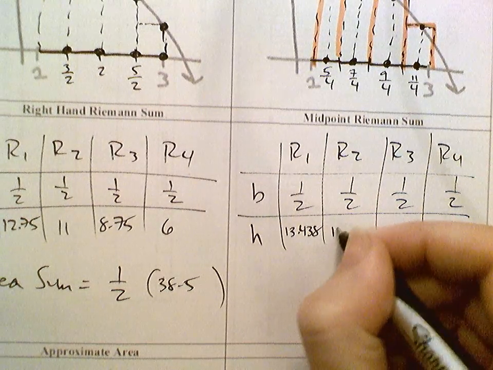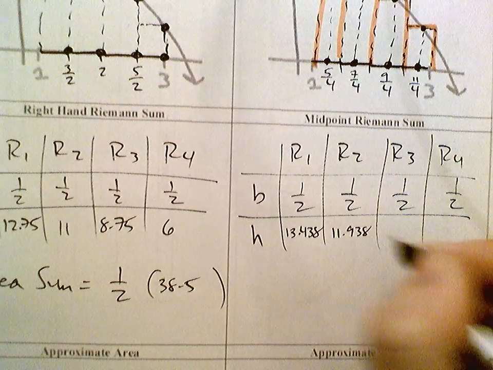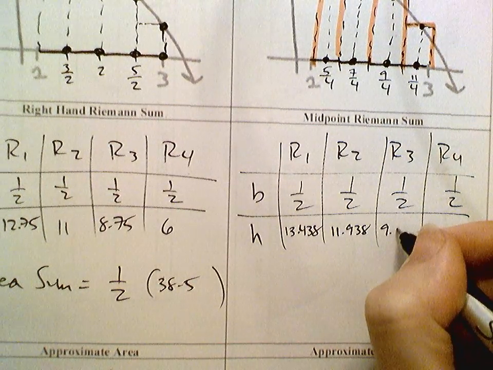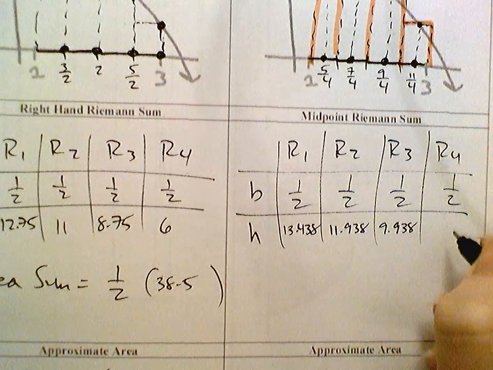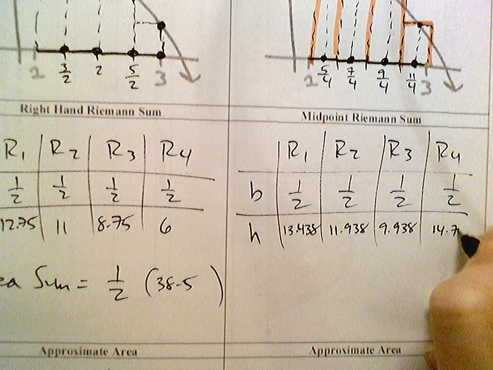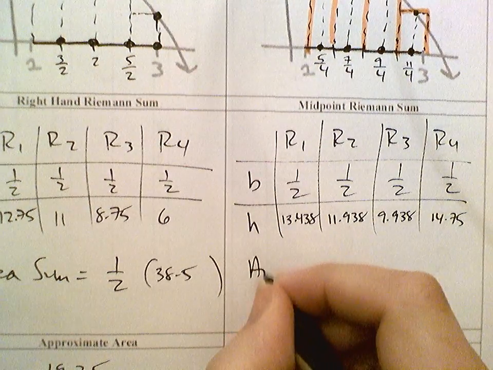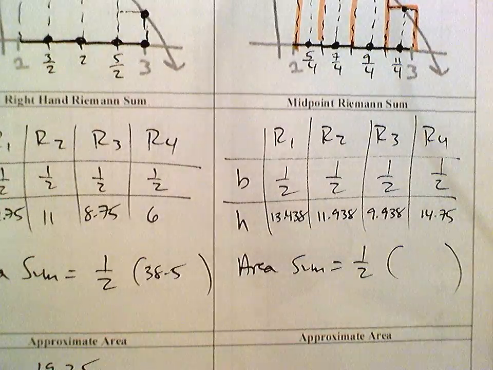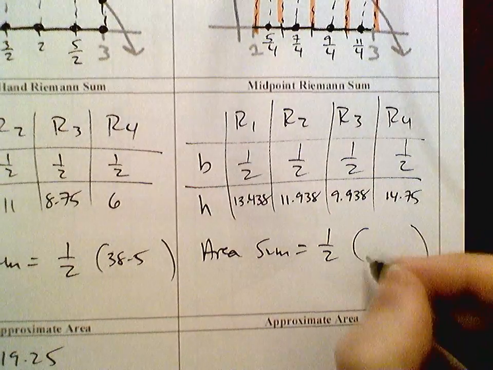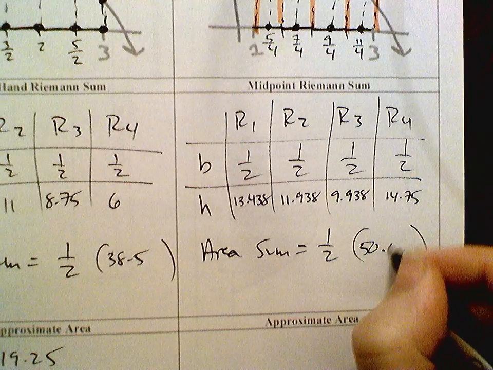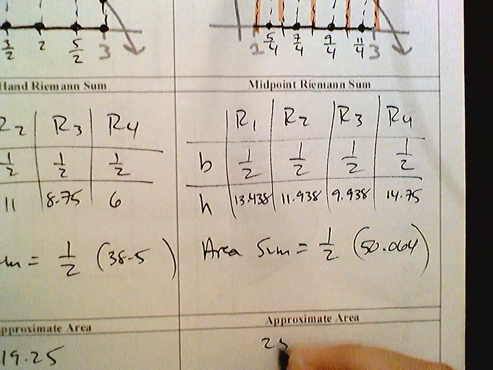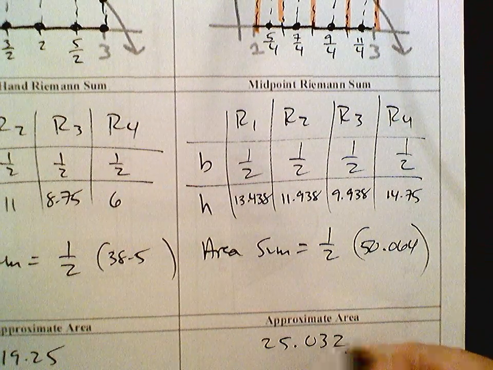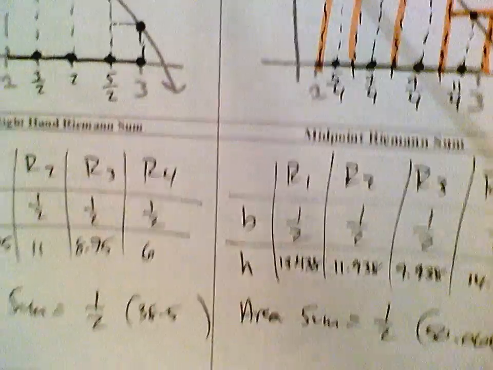13.438, 11.938, 9.938, 14.75. So then the area sum is 1/2 times all the heights added, 50.064, 25.032.